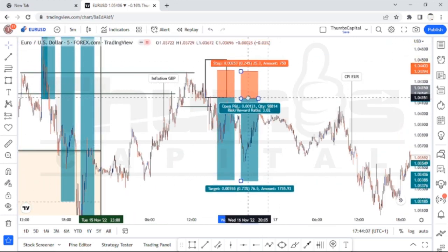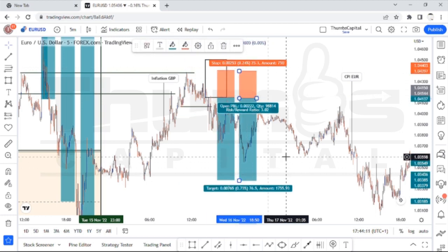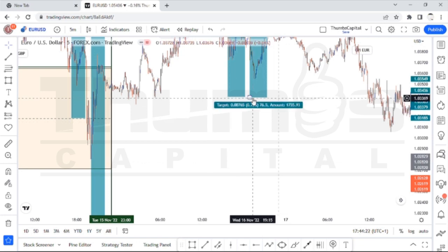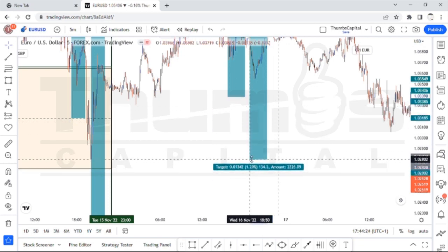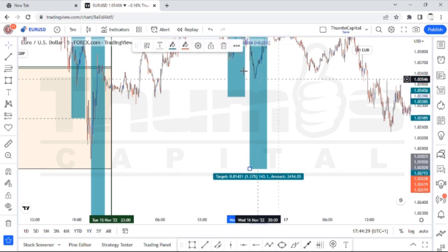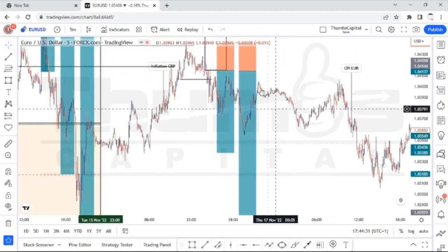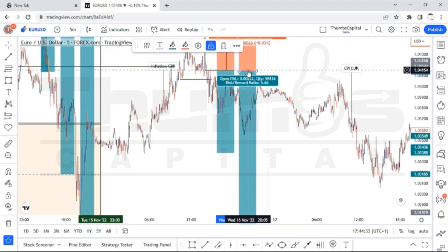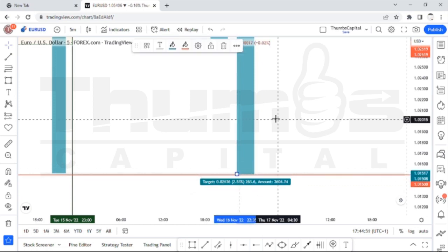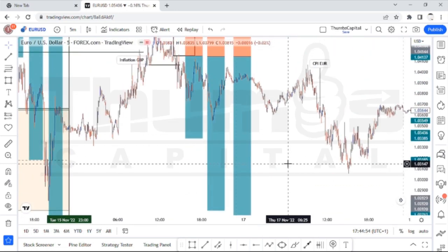Second position, same entry, same stops, different targets. In this case, I targeted the run of this liquidity right here for the second position. This is the last liquidity point, so the run of that is what I targeted. That's the low of the accumulation range. That's my second position, and for the third position I targeted the next major EBITDA price. That's the trade for Wednesday.